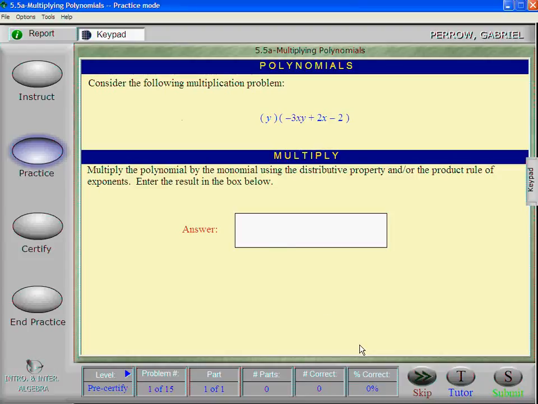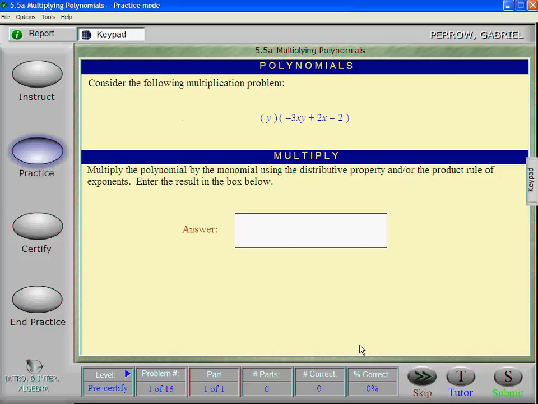Okay, I think there were a few questions about section 5.5a. I think once you see how this particular section works, it won't be too bad for you. 5.5a deals with multiplying polynomials. 5.5b, which I'm not going to do a video for, at least at this point, deals with the FOIL method.